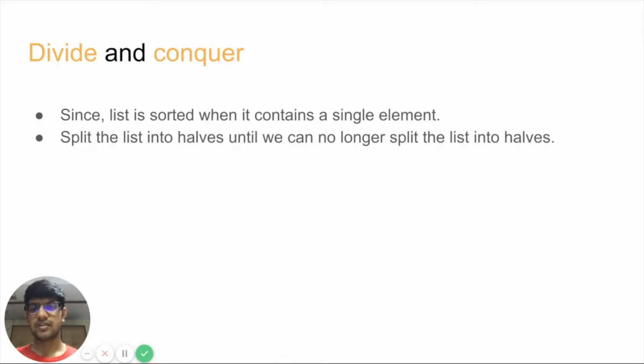The next step that we need to look at is the divide and conquer procedure. Since a list is sorted when it contains only a single element, we need to split the list into halves until we can no longer split it into halves. That is, when we have reached a list consisting of only a singleton element.